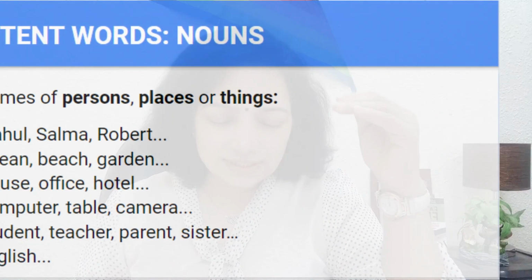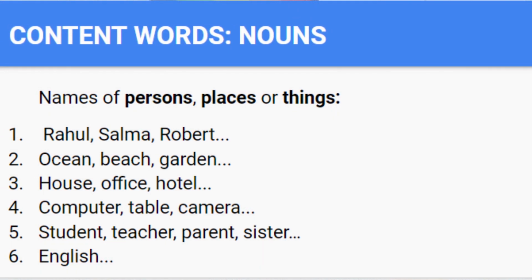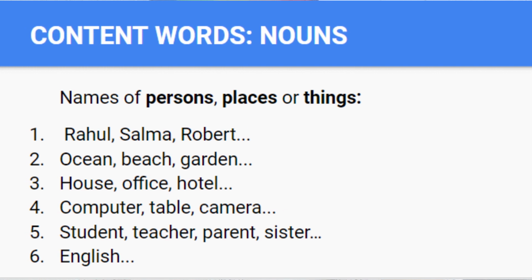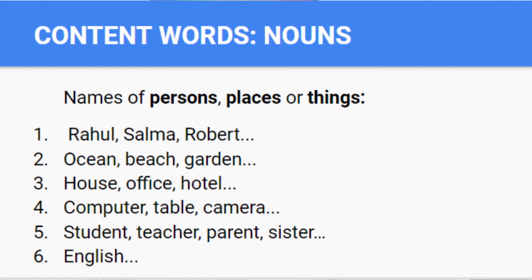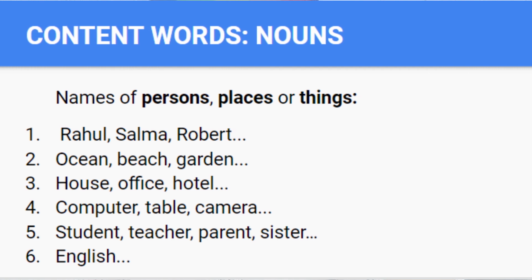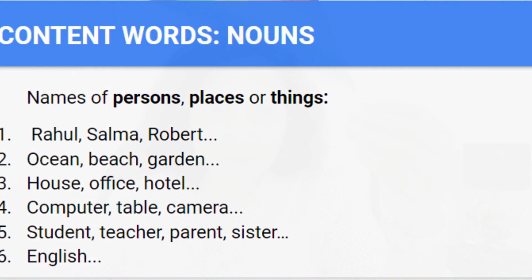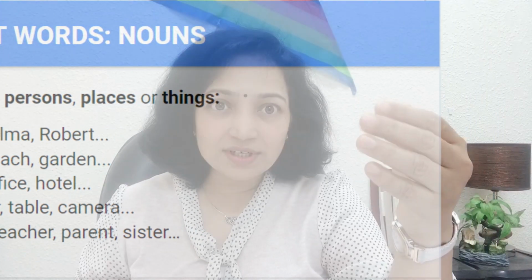For now, we are coming back to the content words. This information is very basic but very critical in helping us in our sentence formations. Okay, so let's look at the first part. That's the nouns. So under the nouns, it is the names of persons, places or things. Now, under person, you can have any name, any of your favorite names. Here I have mentioned Rahul, Salma, Robert. Then you have student, parent, teacher, children. There are other words like ocean, house, computer, English.